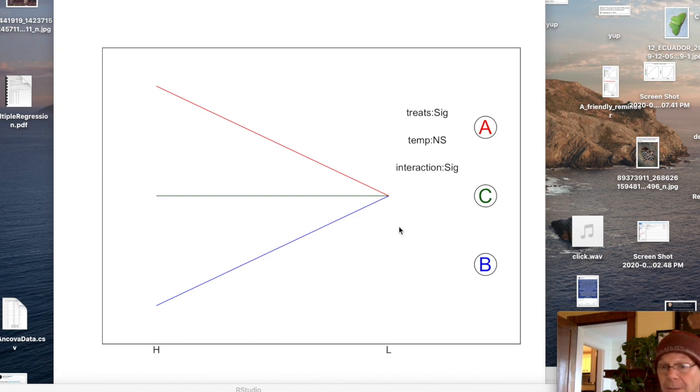whatsoever at low temperatures. So again, it would be erroneous for us to say that treatments are significant because they're only significant when they happen to be in high temperatures and not in low temperatures. So again, always important to carefully inspect what's happening once you have that significant interaction term.